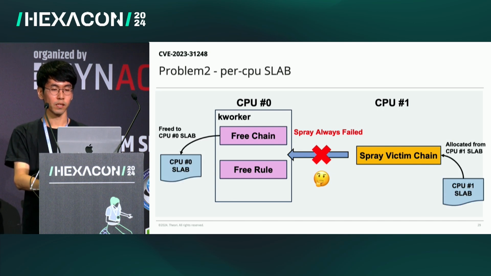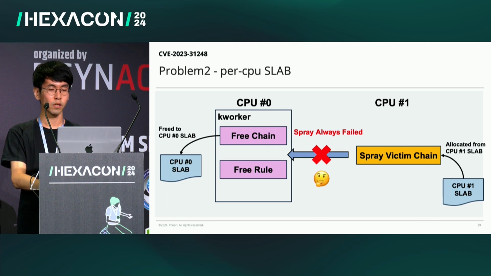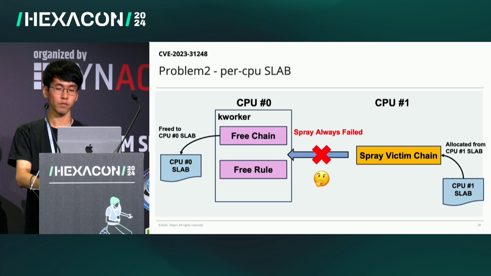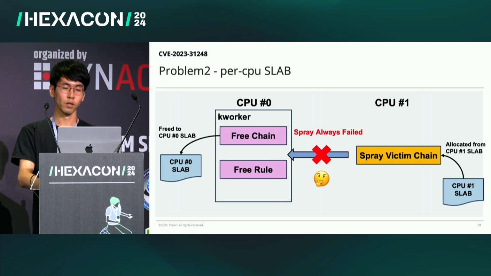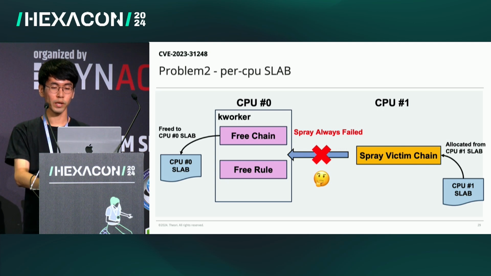The reason is that objects freed on CPU 0 are returned to the slab of CPU 0, and objects allocated by CPU 1 are taken from the slab of CPU 1. Therefore, no matter how many objects are allocated on CPU 1, the freed object in the CPU 0 slab is not sprayed.